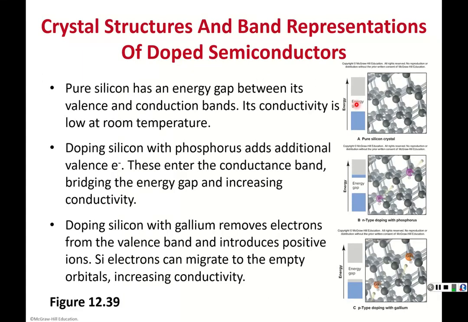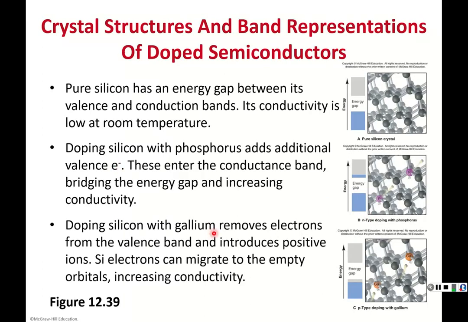So one way you can do that is you can add something like phosphorus that adds an additional valence electron. Okay, these enter the conduction band and bridge the energy gap and increase conductivity. So you can think of adding something like phosphorus would add an electron, and that would be in the conduction band and increase the conductivity. These are called N-type doping or N-type semiconductors. Again, that N stands for negative for the added electron.